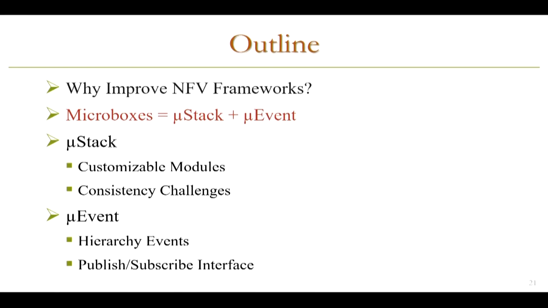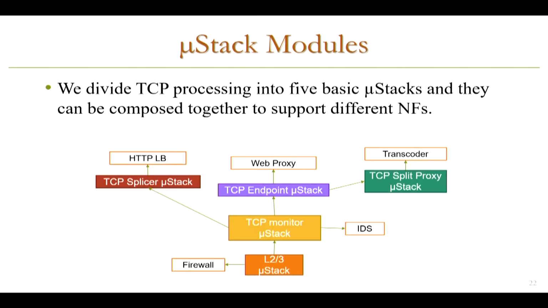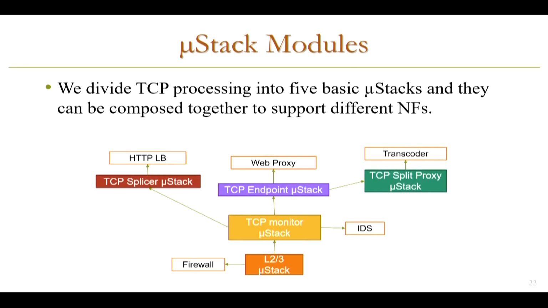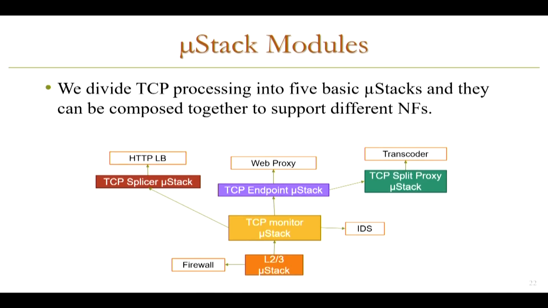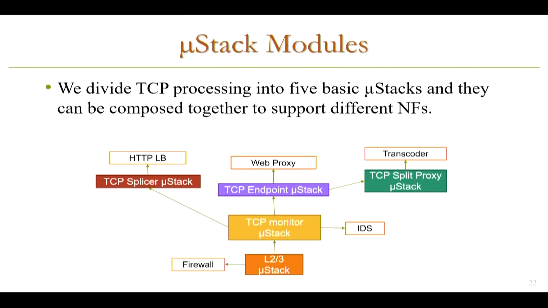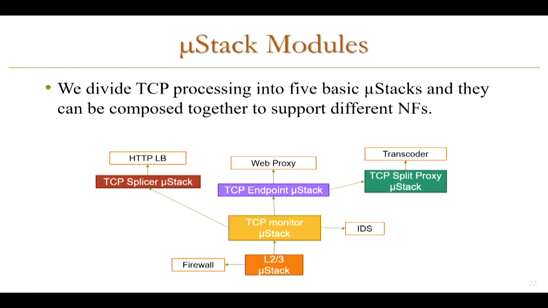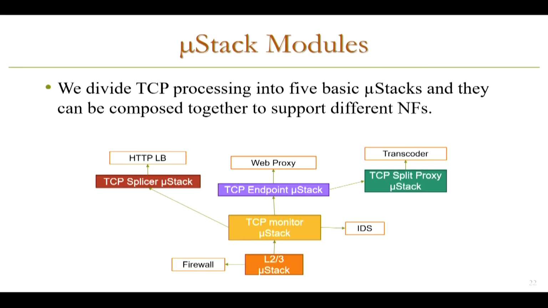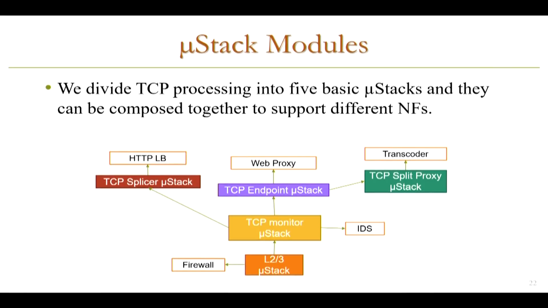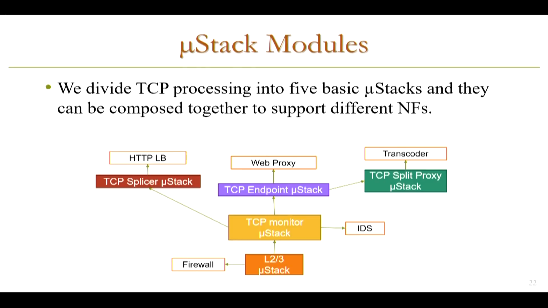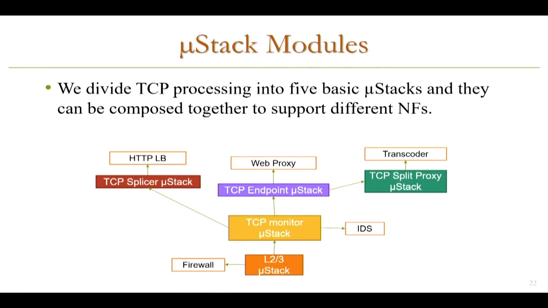Okay, I've talked about why we need to improve NFV frameworks and the 3 design ideas of MacroBoxes. In the rest of my talk, I will show you how we design MacroStack and MacroEvent in more detail, as well as evaluation results. Let's begin with MacroStack. We divide TCP processing into 5 basic MacroStacks so they can be composed together based on the needs of an NF. This MacroStack is specialized to avoid redundant processing and can support a wide spectrum of NFs, from a simple IDS that just needs to monitor TCP state to a web proxy that needs a full TCP endpoint.